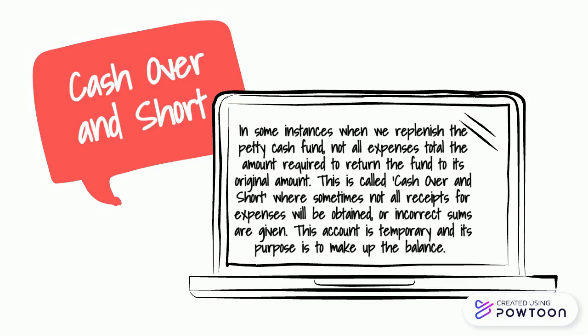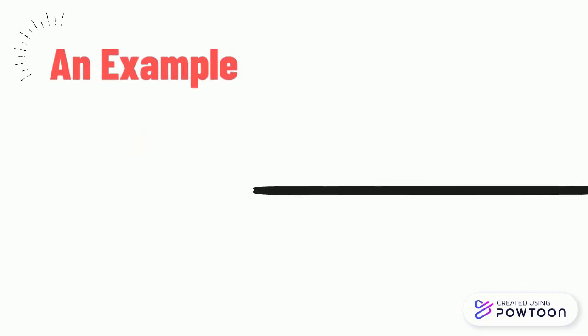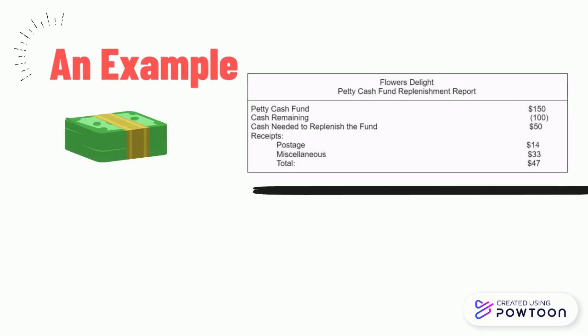In some instances, when we replenish the petty cash fund, not all the expenses total the final amount required to return the fund to its original amount. This is called cash over and short, where sometimes not all receipts for expenses can be obtained or incorrect sums are given. This account is temporary and its purpose is to make up the balance. An example of this would be as follows.